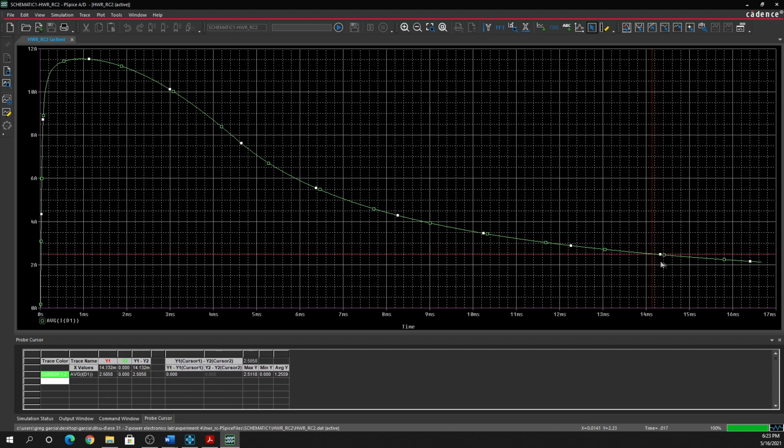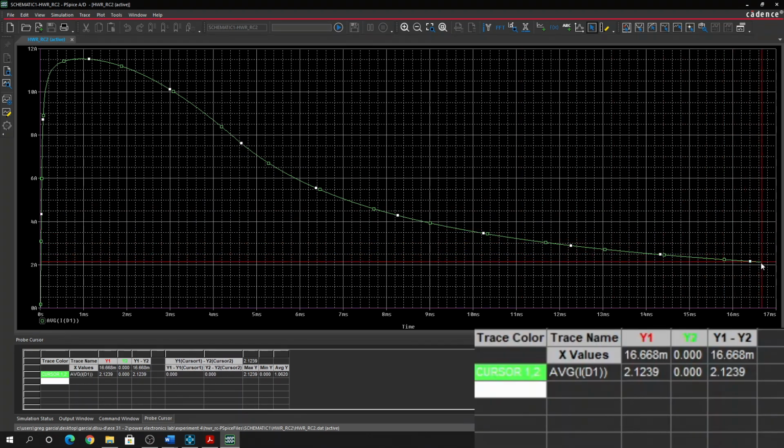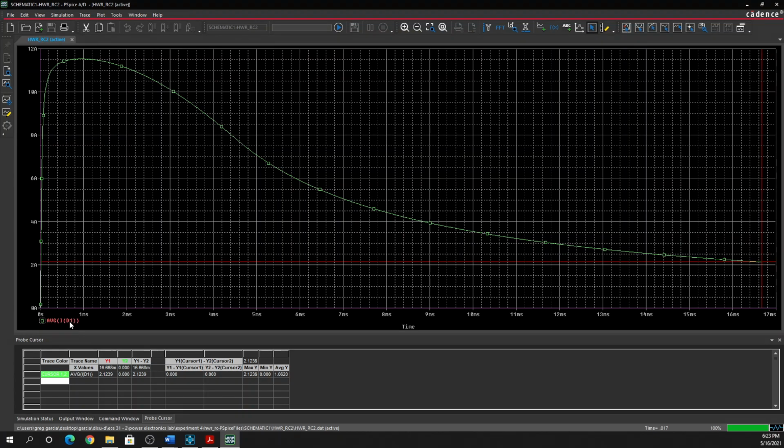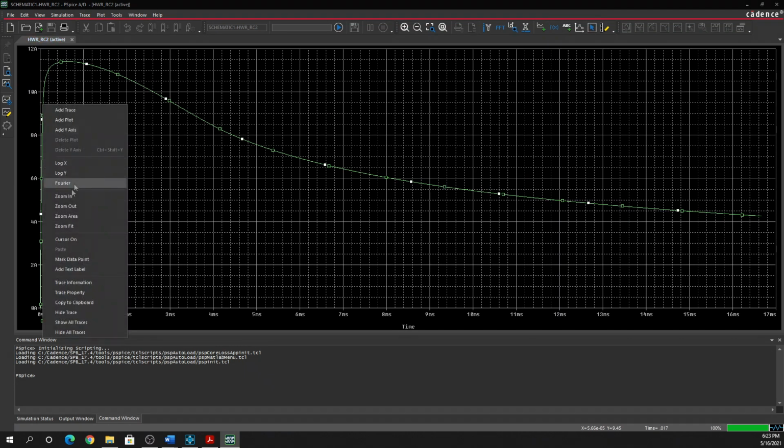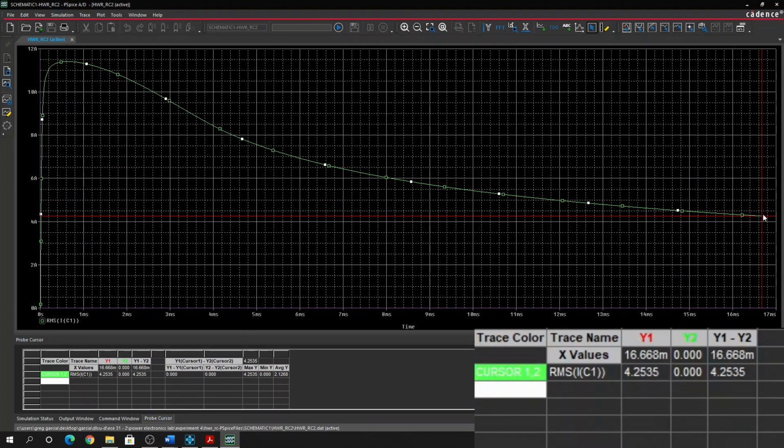Now let's get the average diode current in the first period. Add trace, AVG, ID1, cursor on, then let's place the cursor at the end of the waveform, and the average diode current is 2.1239 A. Now let's get the RMS capacitor current. RMS, IC1, cursor. The RMS capacitor current is 4.2535 amperes.